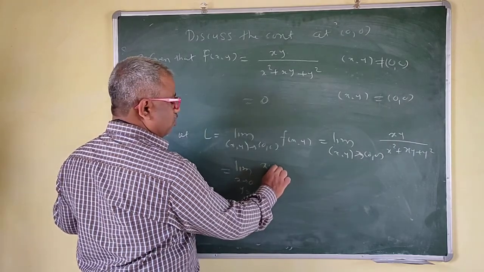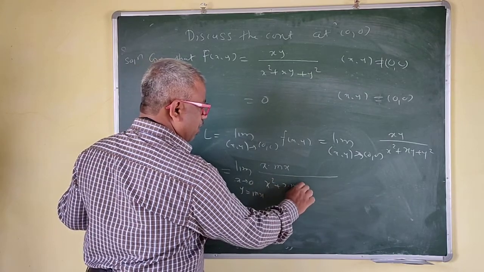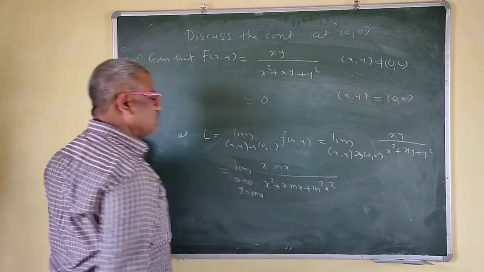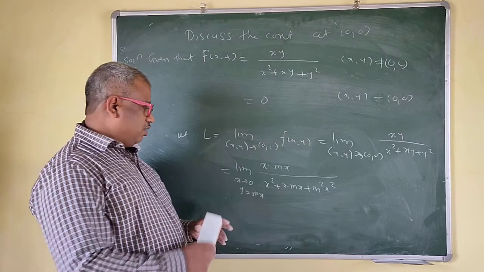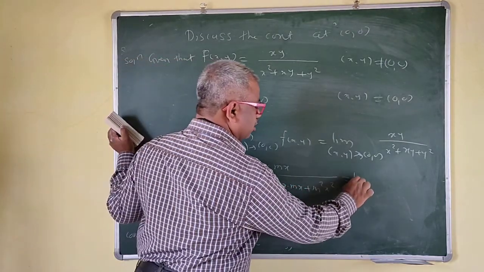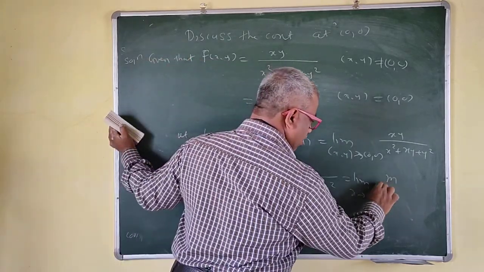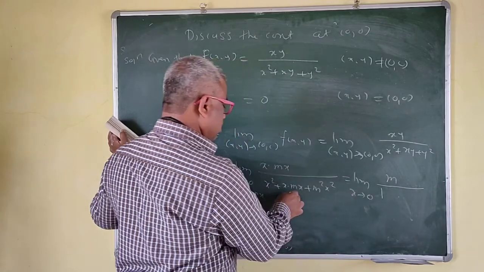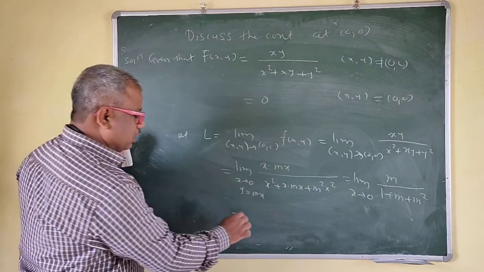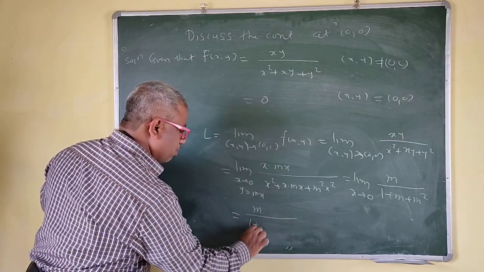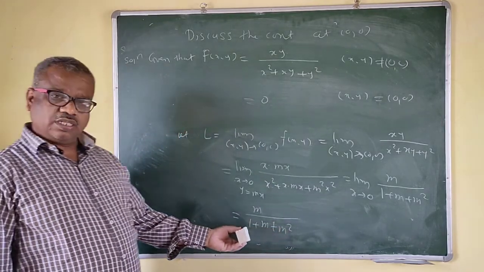Limit x tends to 0, this is x into mx upon x square plus x into mx plus m square x square. Now see, each term contains x square, that means the 0 by 0 form will get cancelled. So x square gets cancelled, and we get m upon 1 plus m square. Limit of a constant is constant, so the limit is m upon 1 plus m square.